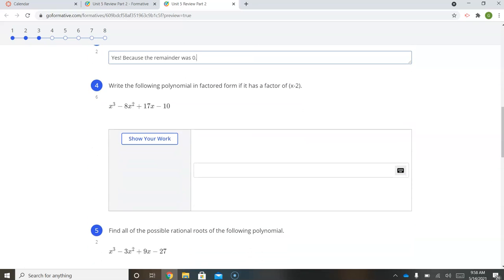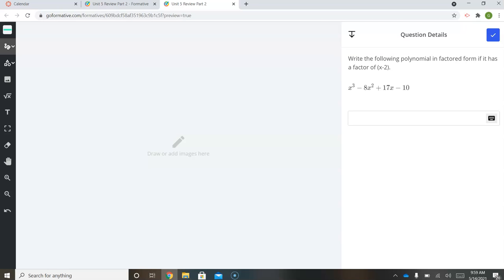Number 4. Write the following polynomial in factored form from its factor of x minus 2. So when I give you a factor, you have to use it. And we always use synthetic just because that's the quicker one. So you're going to take your factor of x minus 2, and I'm putting it into synthetic division, but I use the opposite sign, okay? And then I use all my coefficients of my problem. So 1, negative 8. There's no holes here. We have one of each.